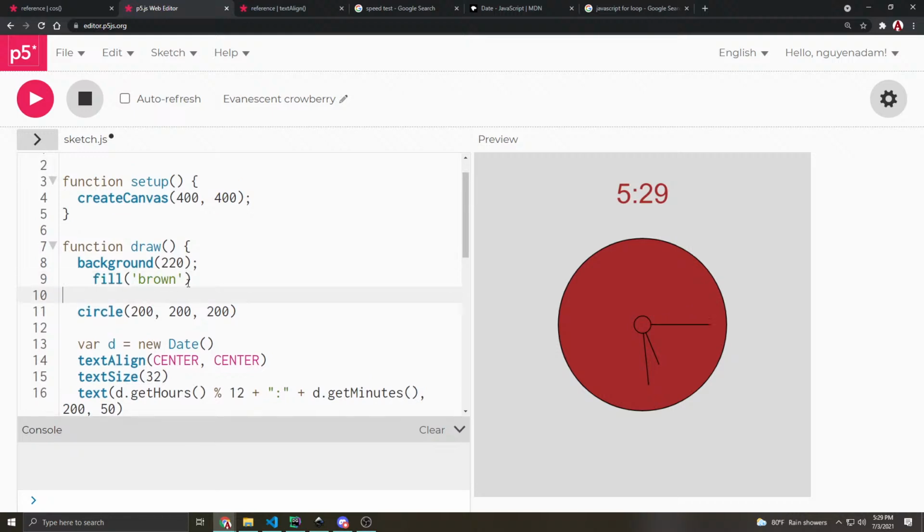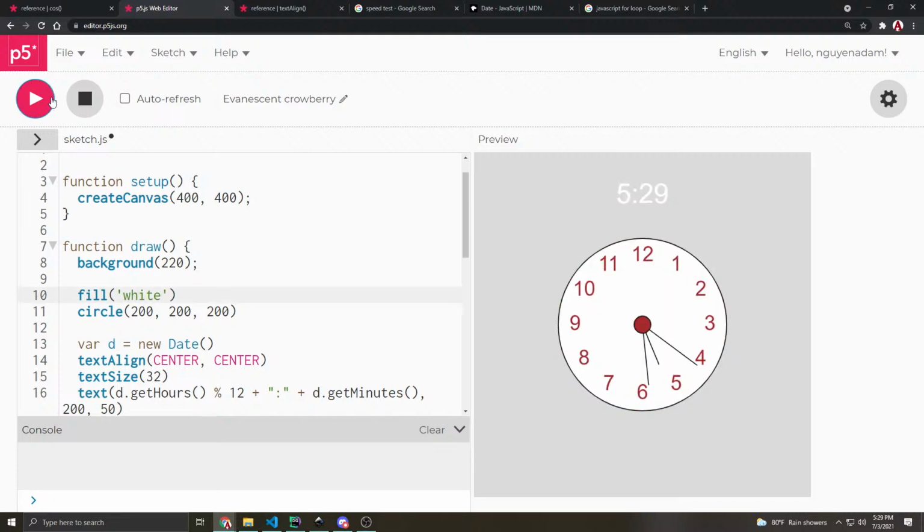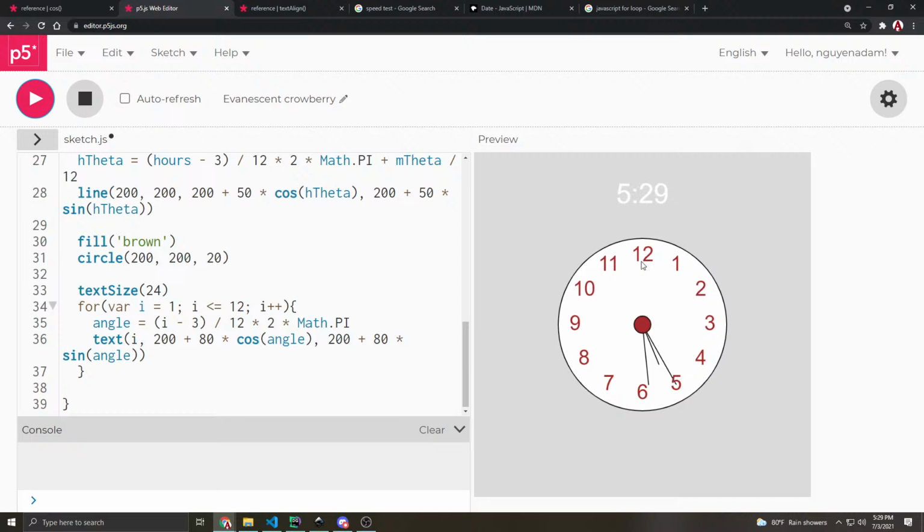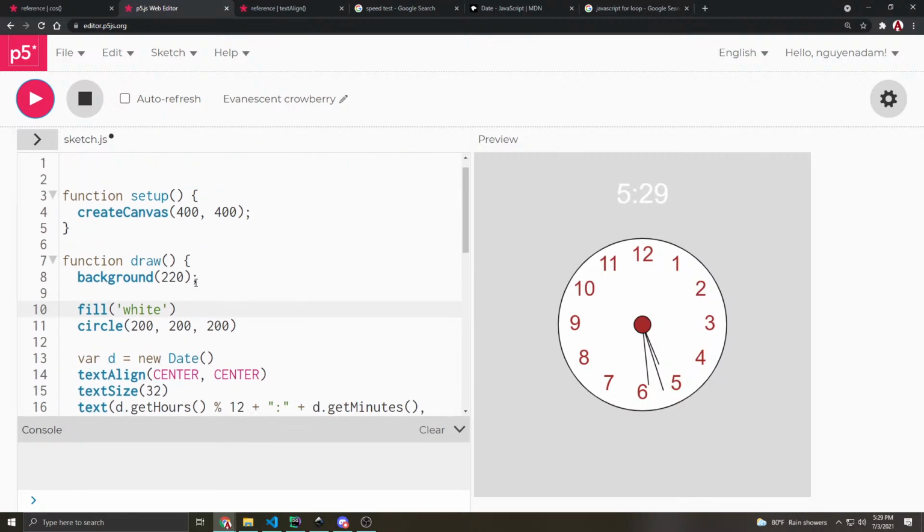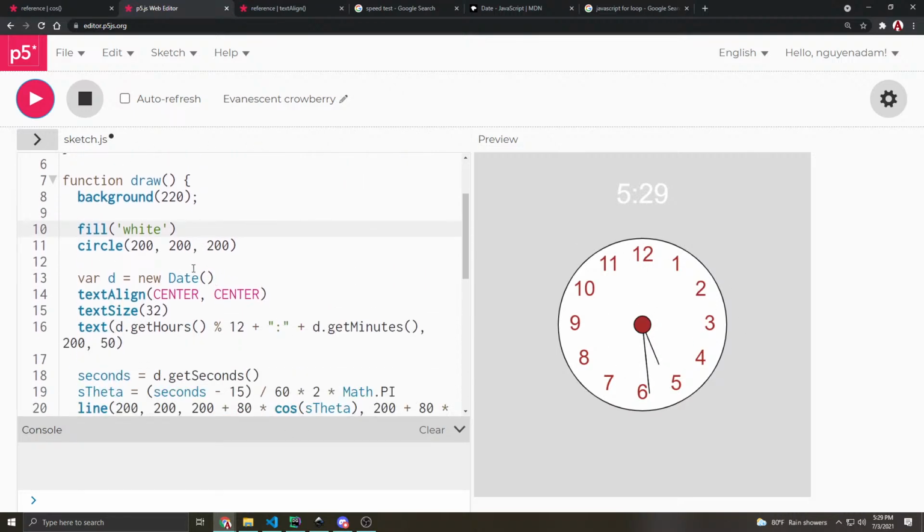We can go up here. We can say fill, we can do white. We got a little brown circle. Nice, we got some colored text. Wait, oh no, see, it defaults to black. It's beautiful when everything is black, but now you have to change it.